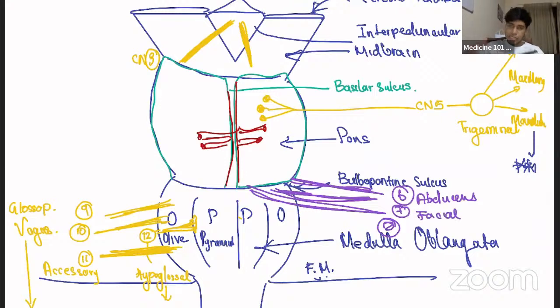Now, the trigeminal is sensory. Facial nerve? Mixed. Expression. It's a mixed nerve, but its main function is motor. All your smiling, all your facial expressions are done by the facial nerve. Okay? Cranial nerve 8.